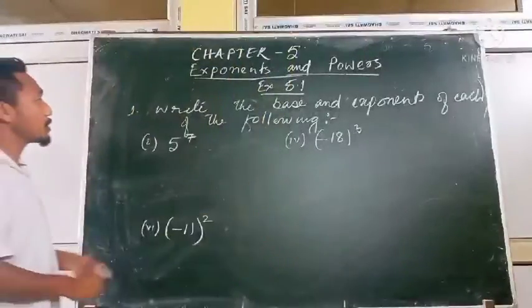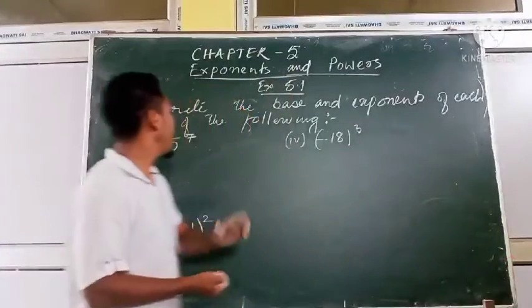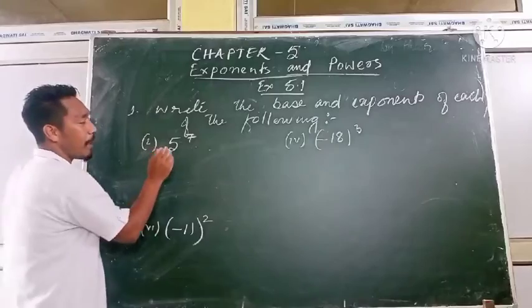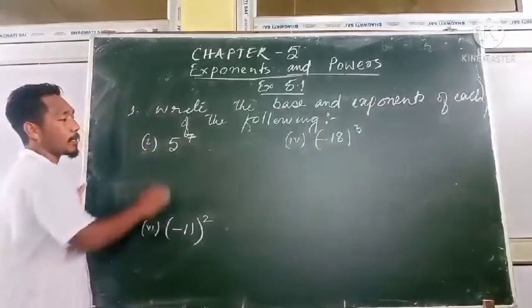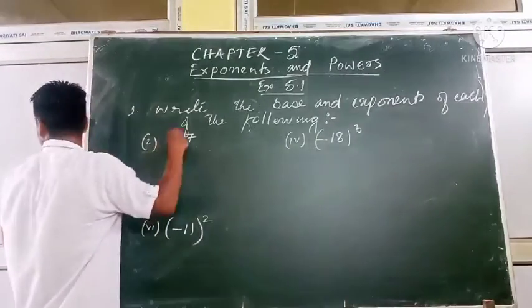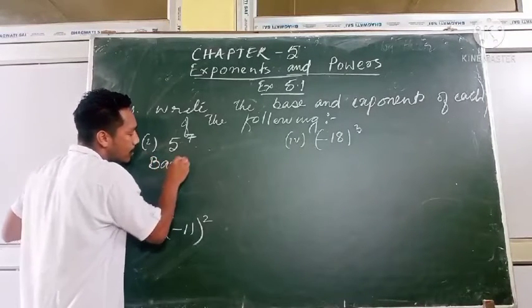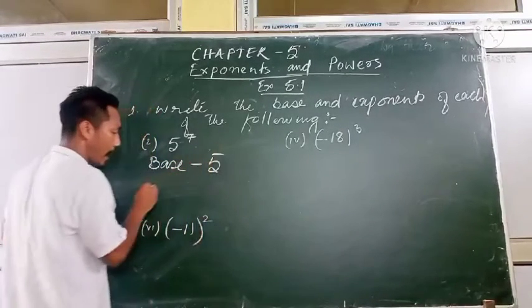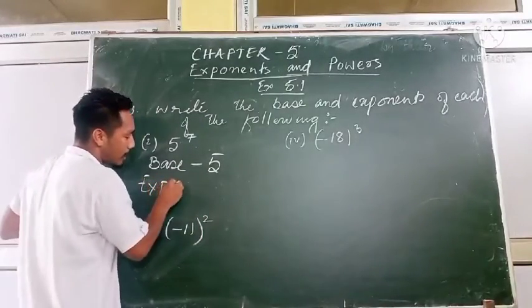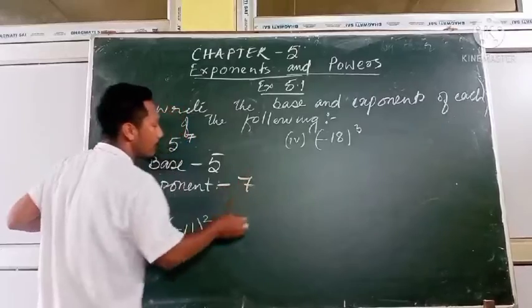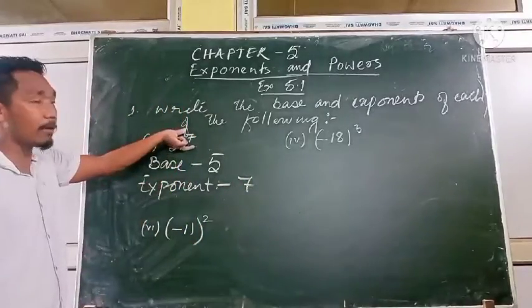This is our first question for exercise 5.1. Write the base and the exponent of each of the following. Now you see 5 raised to the power 7. That is how we read it. So from here our base is 5, and our exponent is 7. The number written above is the exponent.